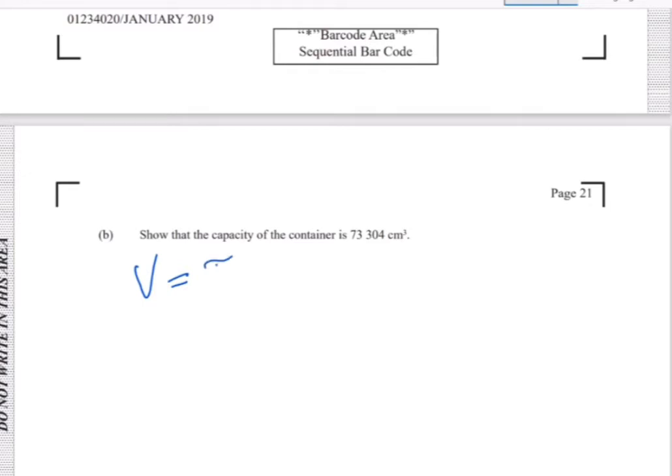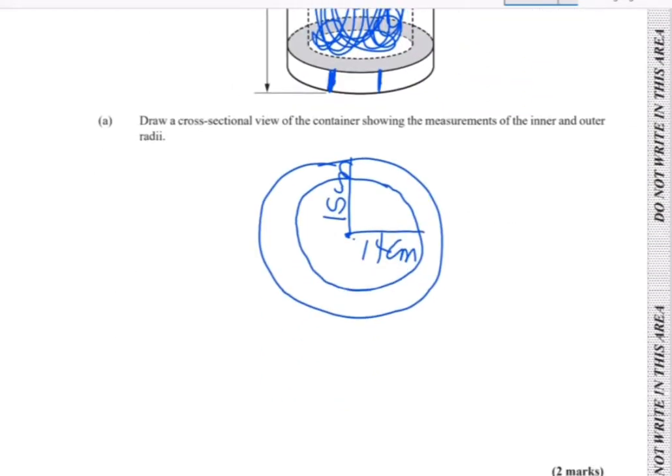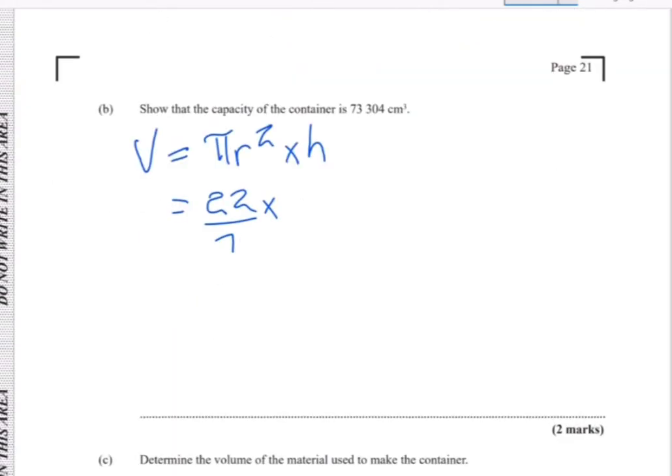So it is pi r squared times height. So it's the area of the cross section times the height. For pi r squared, we're using pi as 22/7. That's what they said. Times, and remember now, the radius of the small circle is 14 and the height we're using is 119. So that would be 14 squared, or we could write 14 times 14, and the height is 119.